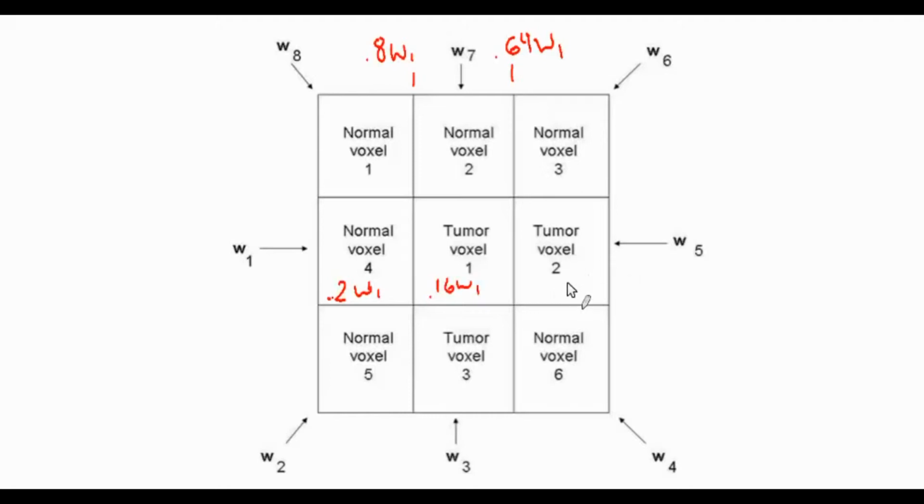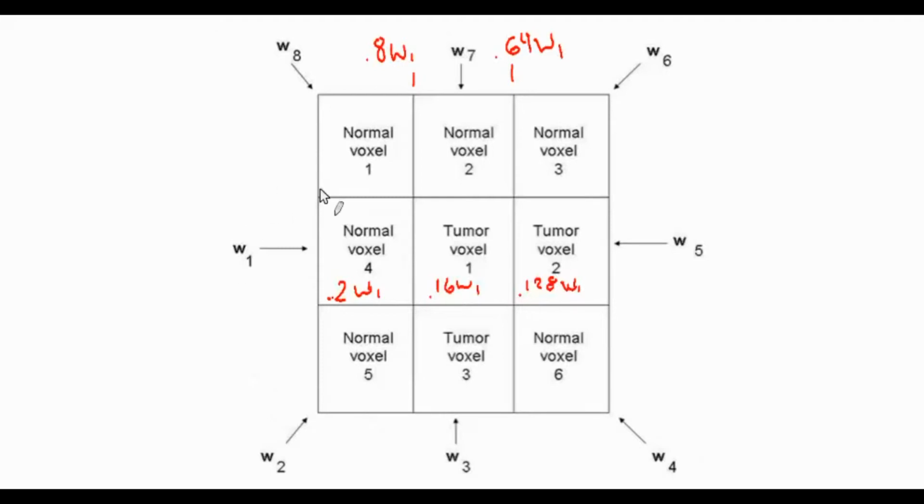And what is absorbed by tumor voxel 2 over here is going to be 20% of that amount. So 20% of 0.64 is 0.128 of W sub 1. And that same pattern holds for example, this vertical column here, W sub 3. Tumor voxel 3 would get 0.2 W sub 3. And then tumor voxel 1 would get 0.16 W sub 3. And then normal voxel 2 would get 0.128 W sub 3. So that's how it works for the horizontal and vertical.